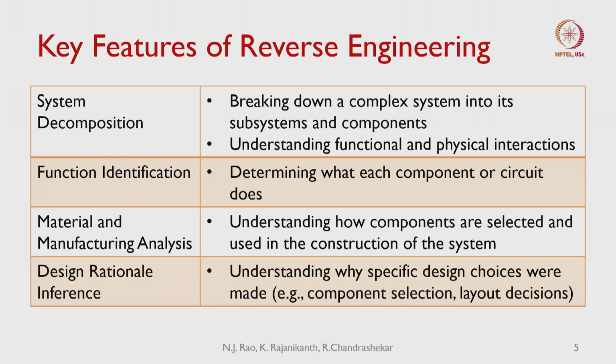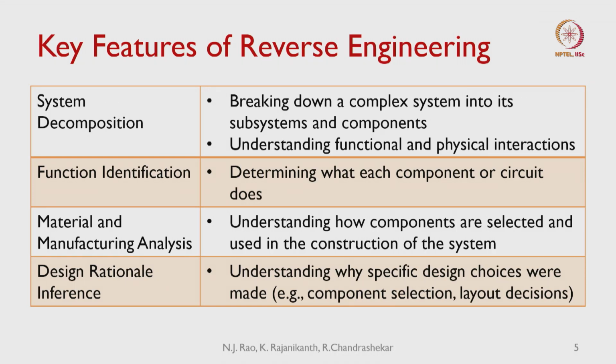What are the key features of reverse engineering? System decomposition, the first aspect: breaking down a complex system into its subsystems and components. Understanding functional and physical interactions of these decomposed parts or subsystems. Basically, once we decompose, what are the functional and physical interactions among these subsystems? What are the roles of these subsystems? What are the functions of these subsystems or components, and how do they interact with each other? The student needs to understand.